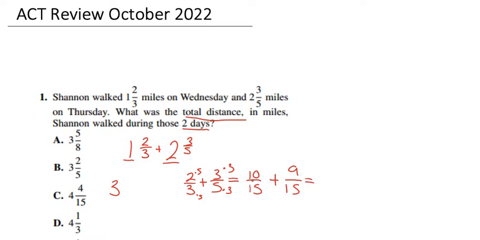And when we add these two fractions together, since we have the same denominator, it stays the same. And then we're going to add the numerators together. 10 plus 9 is 19. Now 15 goes into 19 one time, and then there will be a remainder of 4 out of 15. So this is what we're going to add to 3, 1 and 4 over 15. And once again, we can add the whole numbers together. 3 plus 1 is 4, and 4 over 15, which will be answer choice C.